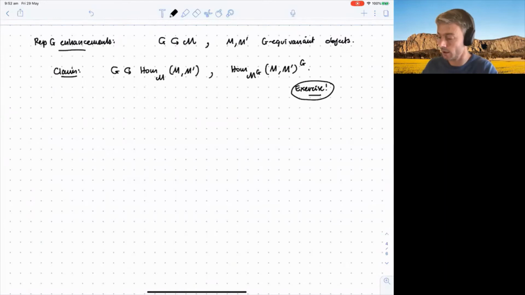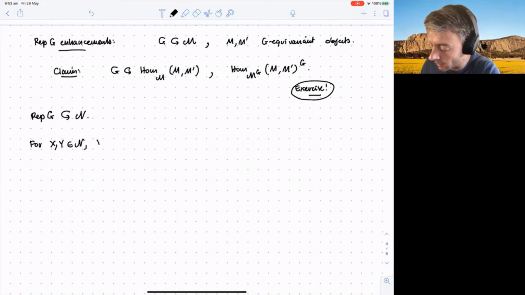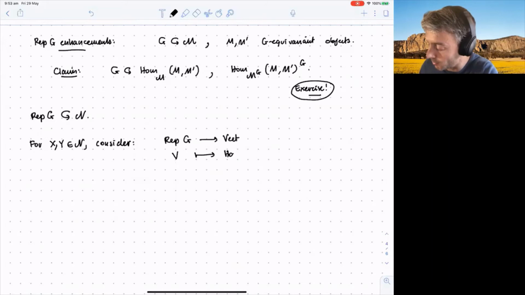So suppose that rep G acts on N. Then for X, Y in N, we can consider the functor from rep G to vector spaces, which sends V to Hom from V tensor X to Y. This is a semi-simple category, and any additive functor on a semi-simple category is representable.